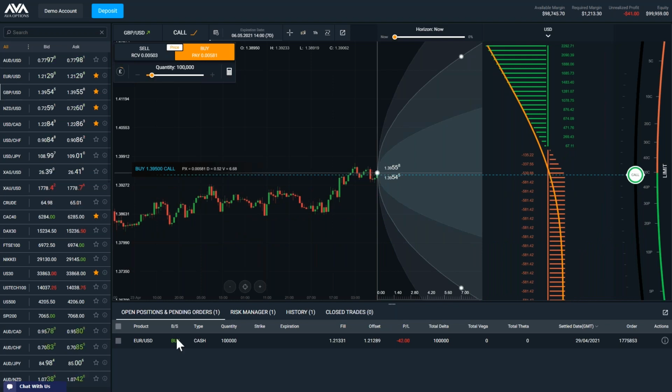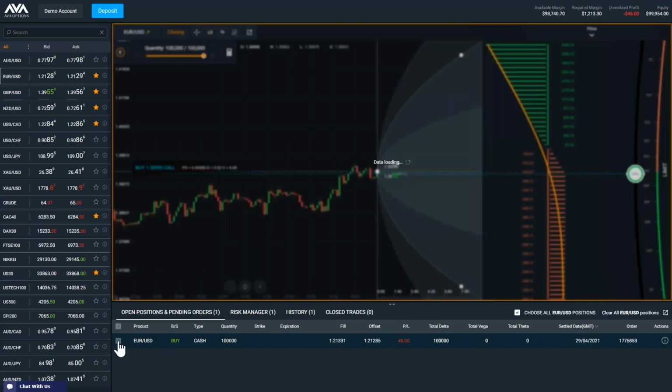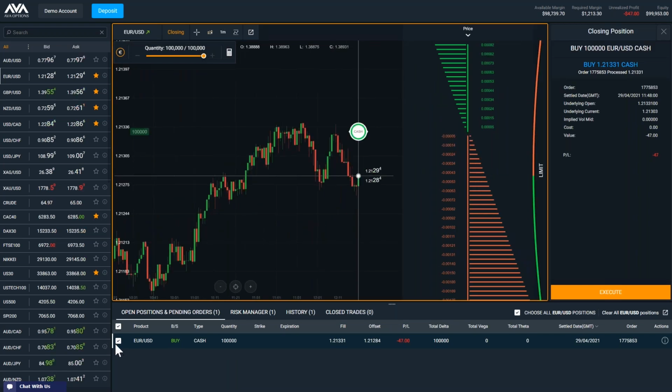Actually, first I want to clear out an existing position. Down at the bottom, you see I have an existing position. Earlier in open positions, I had bought 100,000 Eurodollar at 121.31. I'm going to close that position. To close it, I just select it with that checkbox. It pops into my open positions window, and you can see where I bought it. I have an unrealized loss on this trade of about $50. I'm going to close this trade, just click execute, and that's done.